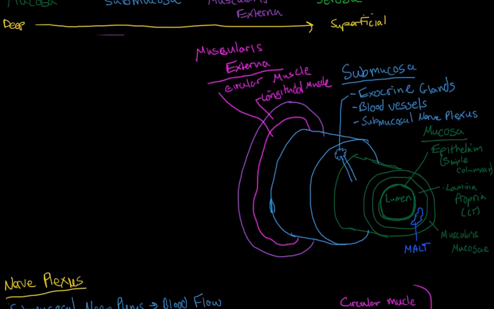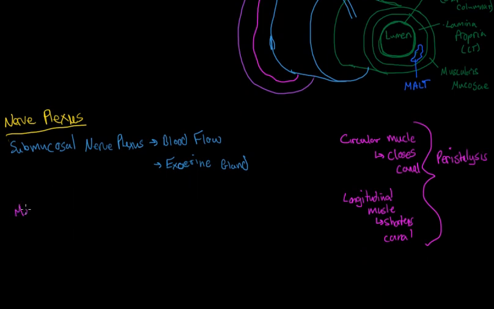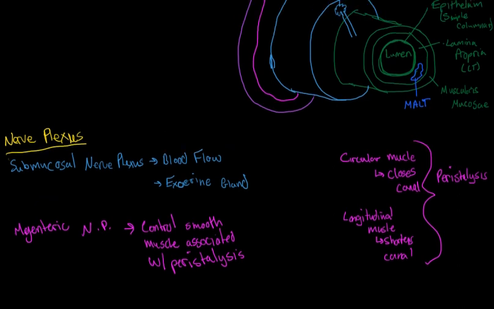And we're also going to have a nerve plexus associated with this layer, and that nerve plexus is going to be the myenteric nerve plexus. So myenteric nerve plexus, and this is going to control smooth muscle associated with peristalsis. Control smooth muscle associated with peristalsis. Cool.